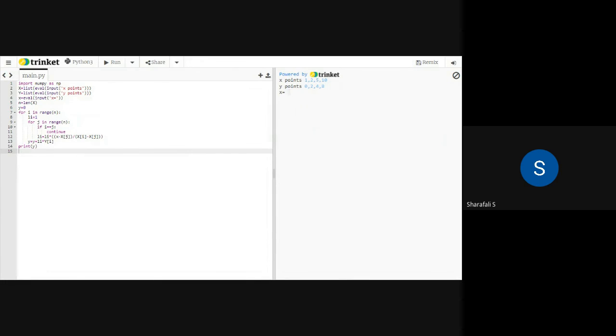Now I have to find out what is the value corresponding to this particular x that I am giving. So if I put any value in this list x and y, it will automatically give the corresponding y value. If I put any other value, let's say 3 is not there in the list of x values, I will calculate what is the y value corresponding to this 3 by using Lagrange's interpolation.